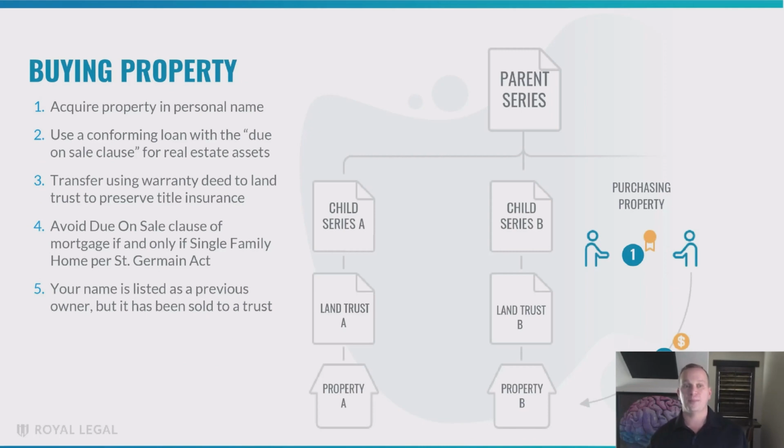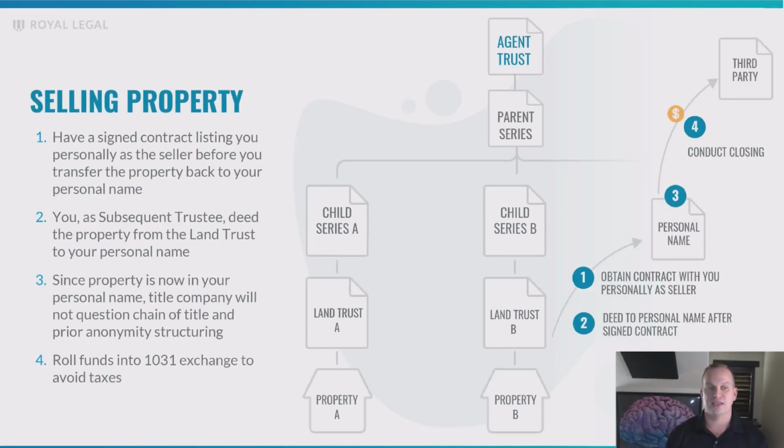It's always faster and more cost effective to do it that way. Again, guys, buying new property is the same type of thing. We're not worried about the due on sale clause because of the transfer to the land trust, and the St. Germain Act says that we can do this. We're going to use a warranty deed to transfer this asset to preserve the title insurance on the property. They will see on the public records, if anybody looks, that you used to own this piece of property, but key point here, you don't actually own it anymore. It's actually owned by the land trust and the child series. So if they guess that you own the property, they guess wrong because you aren't the owner anymore.